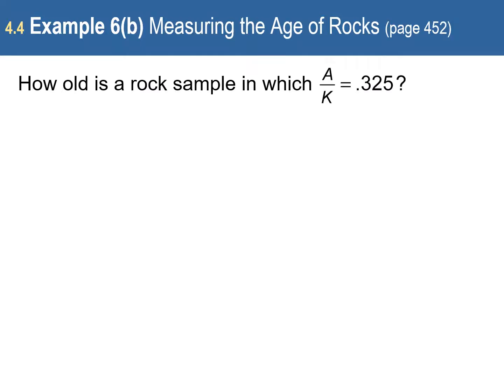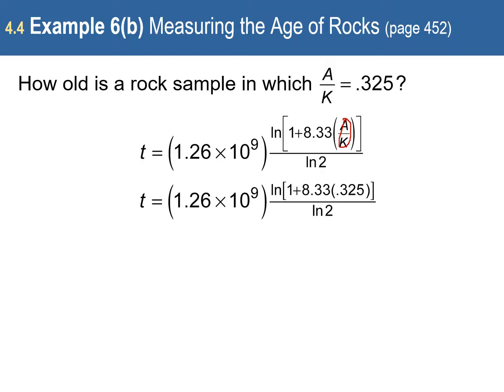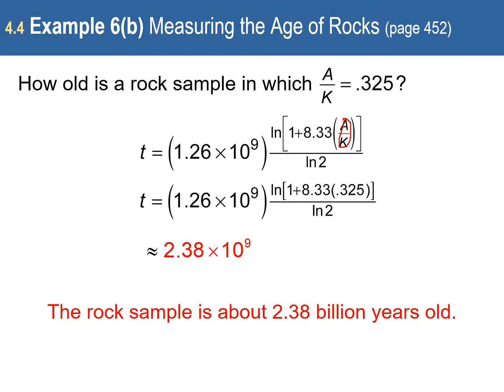How old is a rock sample when A over K is 0.325? Well, when A over K is 0.325, we're just going to substitute in 0.325 here. And we get about 2.38 billion years old.